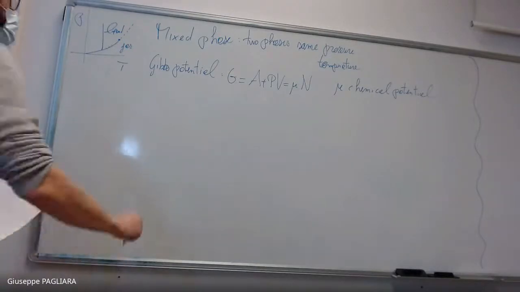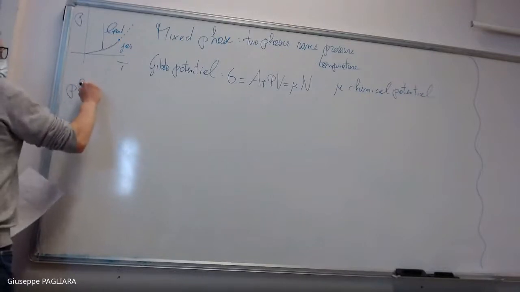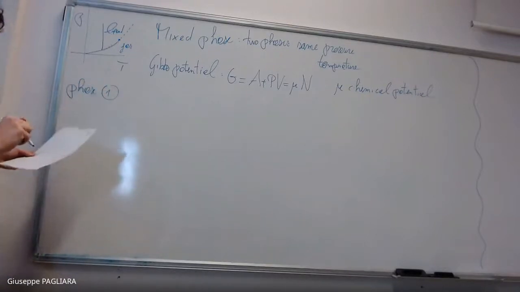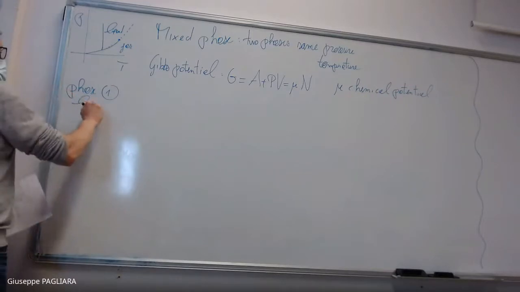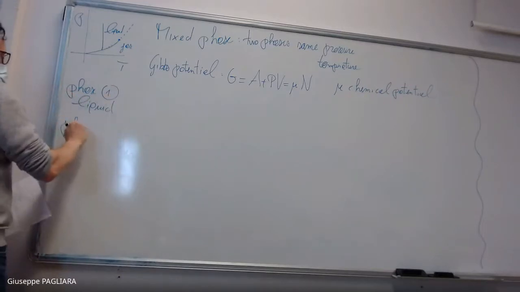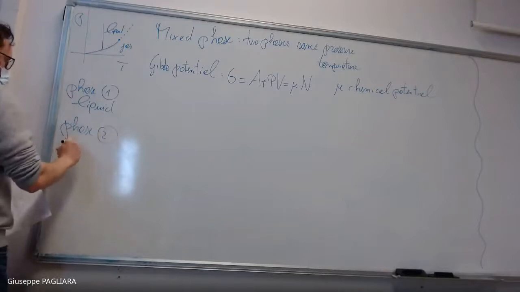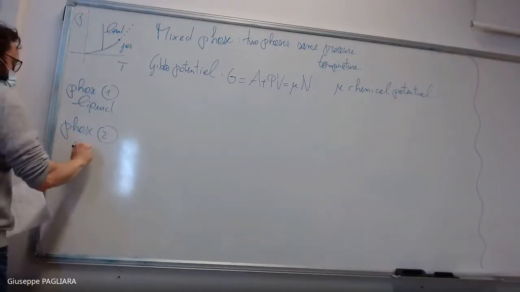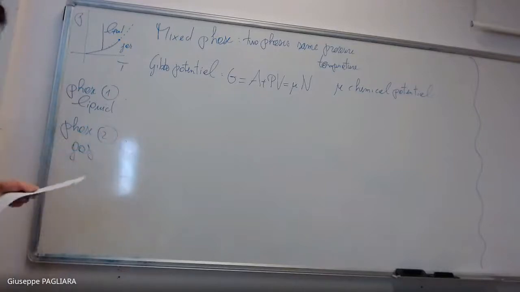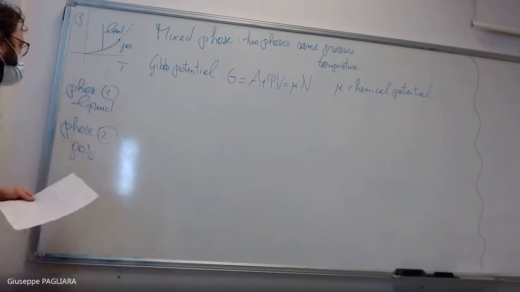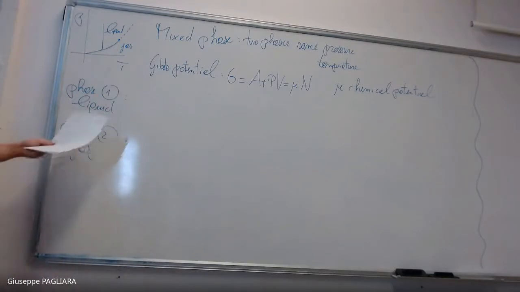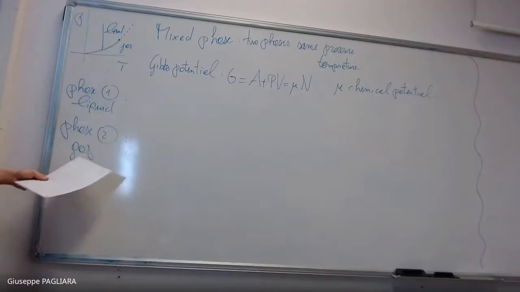Now, suppose that we have a phase 1. Let's consider phase 1 to be the liquid, and phase 2 to be the vapor or the gas. Okay. And now those two phases are in mechanical and thermal equilibrium in the sense that they have the same pressure and the same temperature.